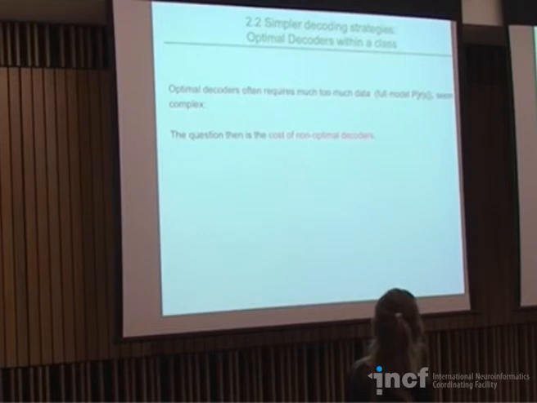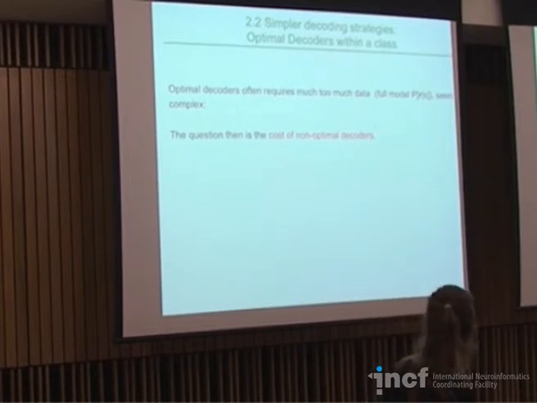There's also a literature about other kinds of decoders that would be simpler than maximum likelihood or non-optimal in some ways. And the question is really about what would be the cost of using those non-optimal decoders? Because the idea is that usually knowing all about the encoding model, P(r|s), is too complex. In particular, if your neurons are correlated, knowing P(r|s) means knowing all about the covariance matrix, and that's very hard to get. You would need a lot of measurements for all your neurons. So that would be infeasible. So you would have to have some approximations of this anyway.